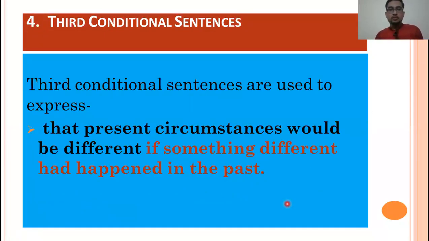Here we are going to discuss third conditional sentences. Third conditional ta kemon? Third conditional sentences are used to express that present circumstances would be different if something different had happened. এটা দ্বারা বোঝাচ্ছে এই যে ফলাফলটা ব্যতিক্রম হতো যদি অতীতের কোনো একটা কাজ যেটা হয়েছে সেটা না হয়ে অন্য কোনো কিছু হতো, অন্য উপায়ে হতো, অন্য ধরনের হতো. So this is totally hypothetical.